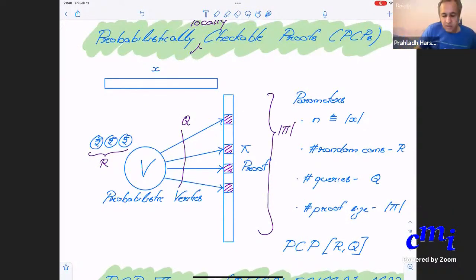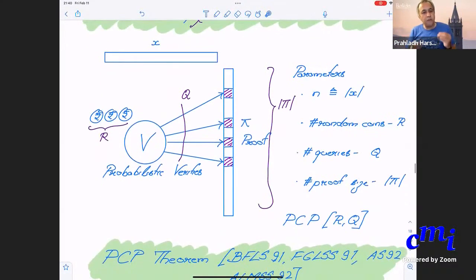Questions on this? It seems too miraculous to be true, but surprisingly, this magic is true. That is, every proof can be rewritten in such a way that you can allow for this super efficient verification.